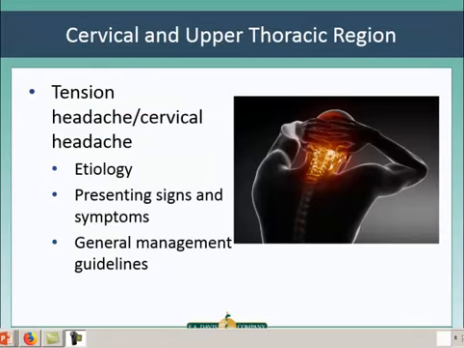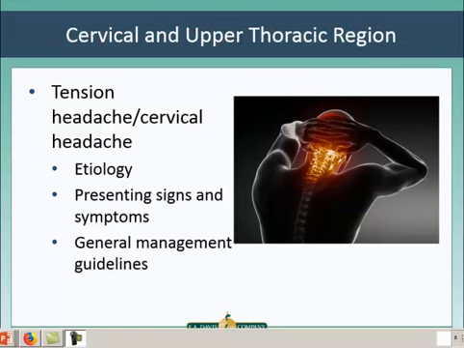Right, cervical and upper thoracic region, a tension headache or a cervical headache. I'm sure we've all had headaches, and there are many different causes. They consider headaches in three categories. Primary, which would be a migraine, a cluster, or a tension headache. A secondary headache, which is caused by some other disorder, and cranial neuralgias. So secondary headaches can be from cervical spine impairments or from TMJ problems.